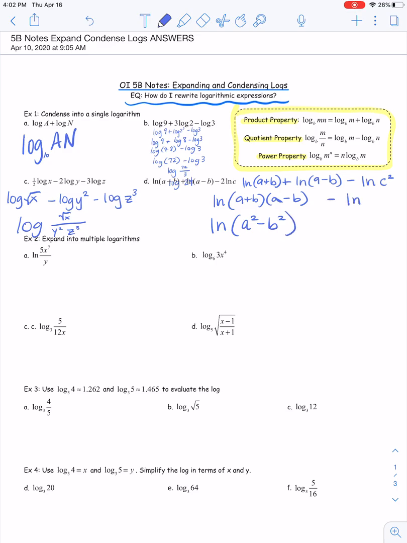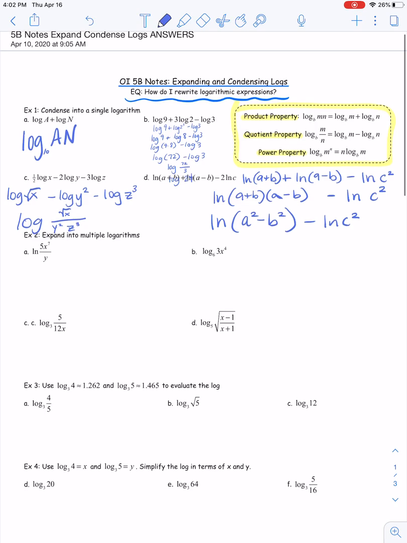Still subtracting that natural log of c squared. So now that I have a subtraction problem, I'm going to apply my quotient property. So this is going to be the natural log of a squared minus b squared divided by c squared. And you can put that in parentheses if you want to, if it's more aesthetically pleasing for you, or if it's just kind of more organized for you. You do not have to put the parentheses at all. If you just want to put the parentheses in the numerator, that's totally fine too. Whatever your personal preference is for that, it's kind of just up to you. But that is our final answer.